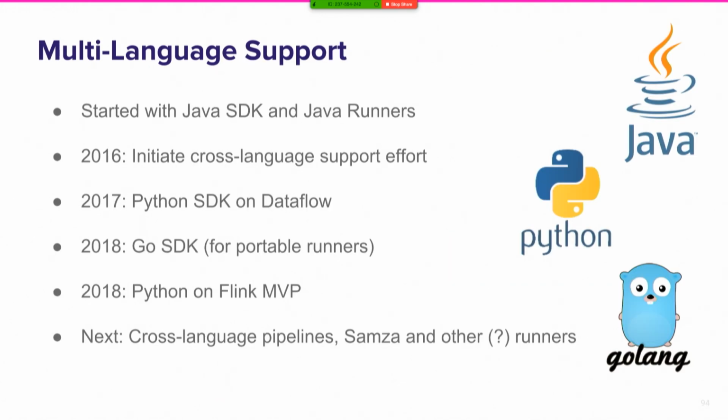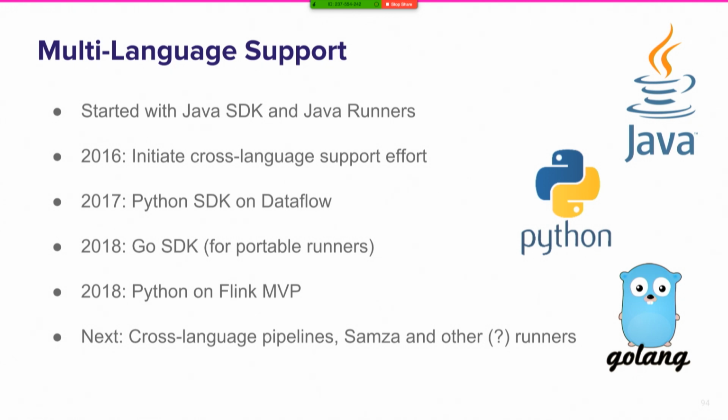Multi-language support in Beam. Beam started with Java, like Tyler said. You can write a pipeline in Java, you can run it on a Java-based runner, at least the open source runners. That's how it started originally. In 2016, efforts started to enable cross-language support and language portability.